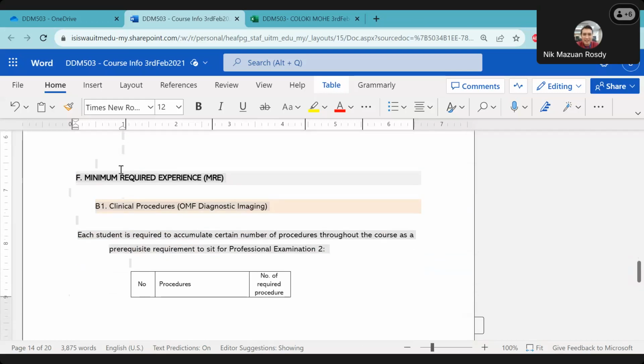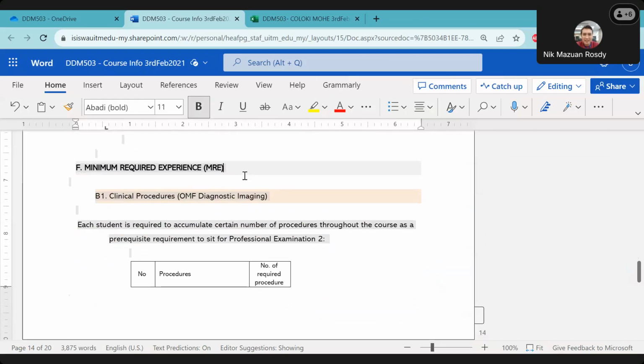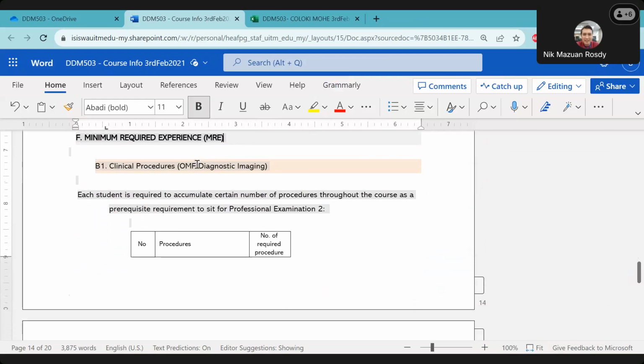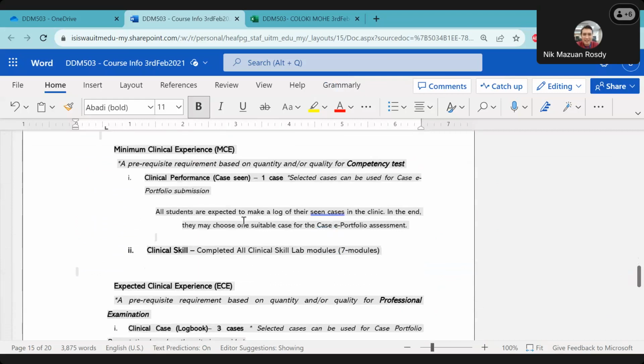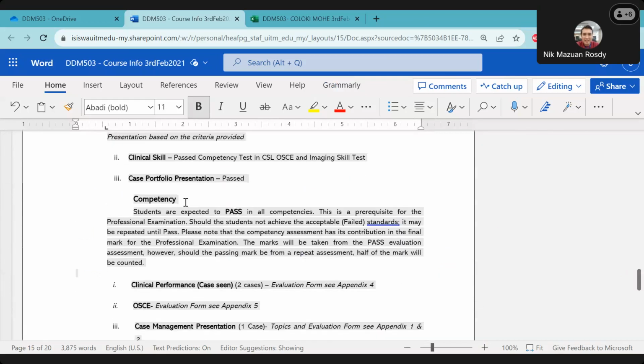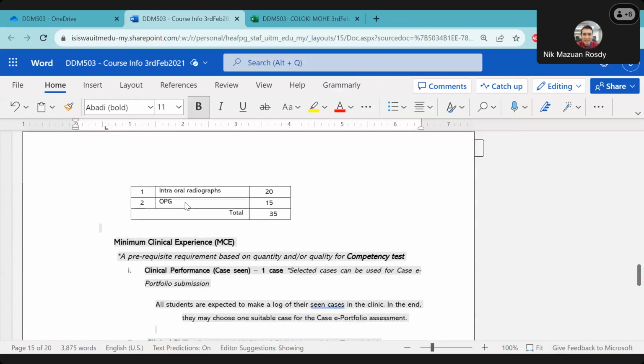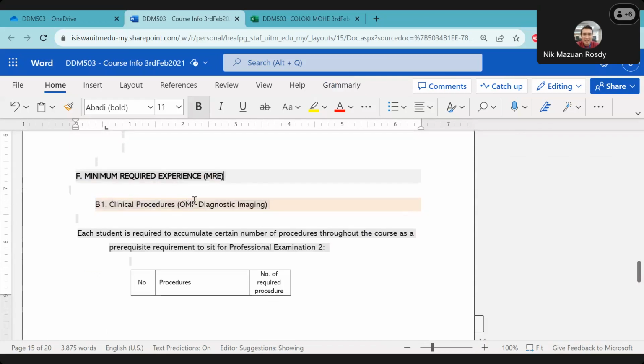And then for clinical courses, you will have section F, which is minimum required experience and also expected required experience. So this one you can explain, what students should have. So I have all here, what is minimum, what is expected, and then also competencies. Okay, so there are three components here you can explain, which is the minimum required. I can add expected, expected required. Like that, right?